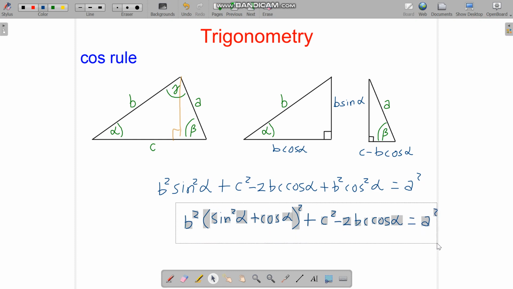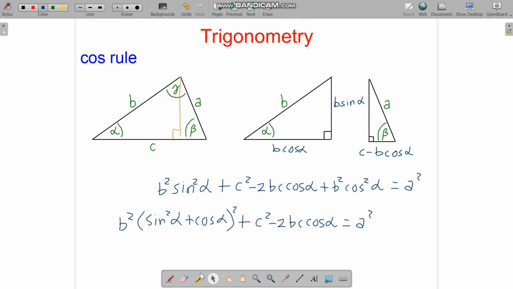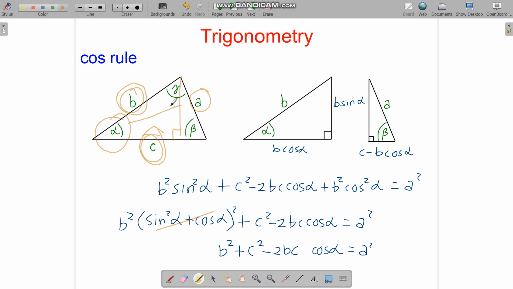Alright, so since this is 1, the formula becomes a squared equals b squared plus c squared minus 2bc cos alpha. So this is the cos rule. To find a, we can use b squared plus c squared minus 2 times b times c cos alpha, the angle opposite the side we want to find. So that's how we use the cos rule.